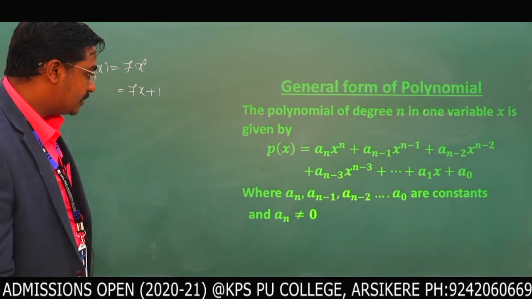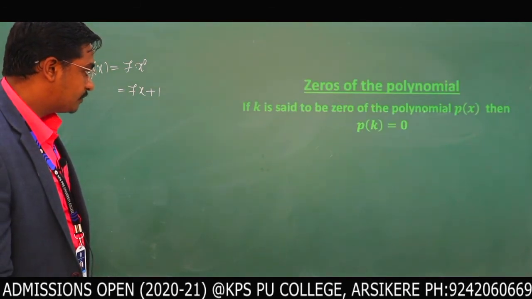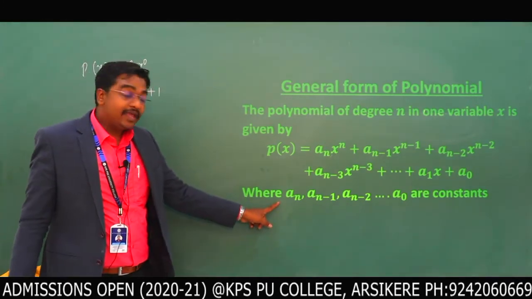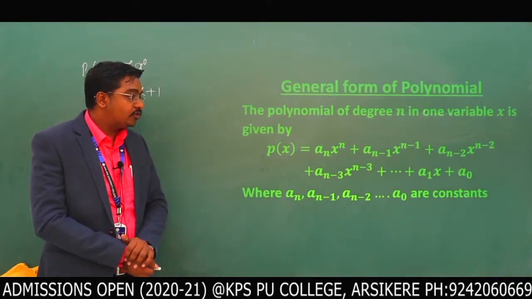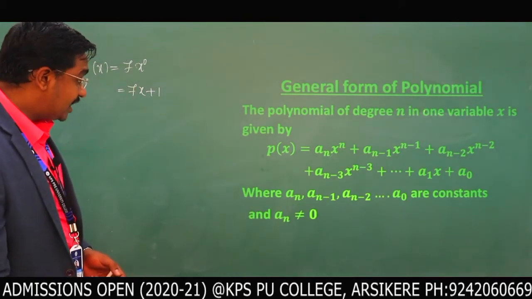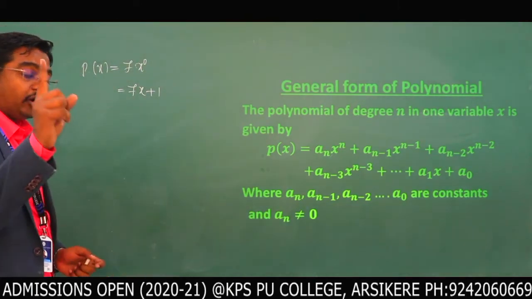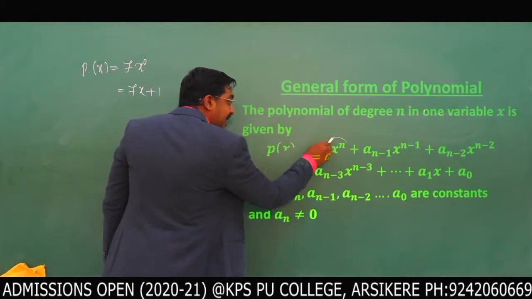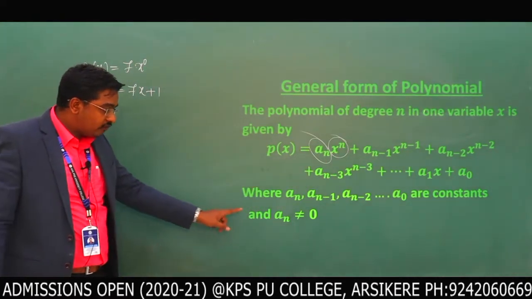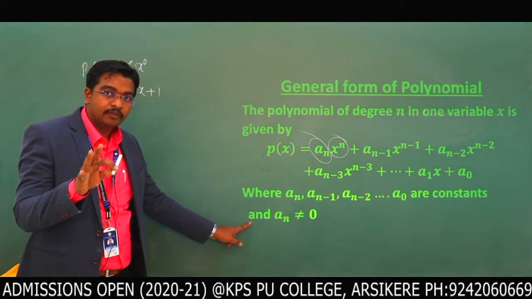Here an minus 1, an minus 2 and so on up to a0 are constants, and remember this is very important, the coefficient of the highest degree term x power n, what we call the leading coefficient, and the leading coefficient is never 0.